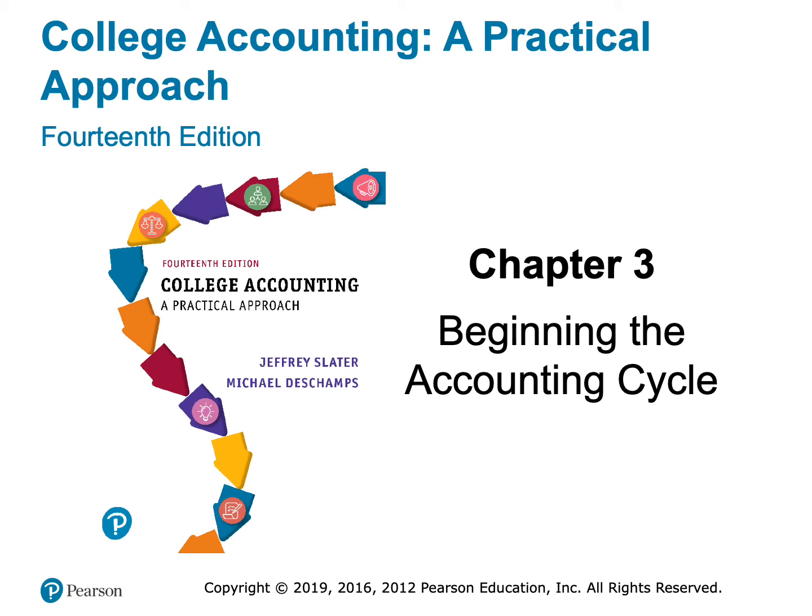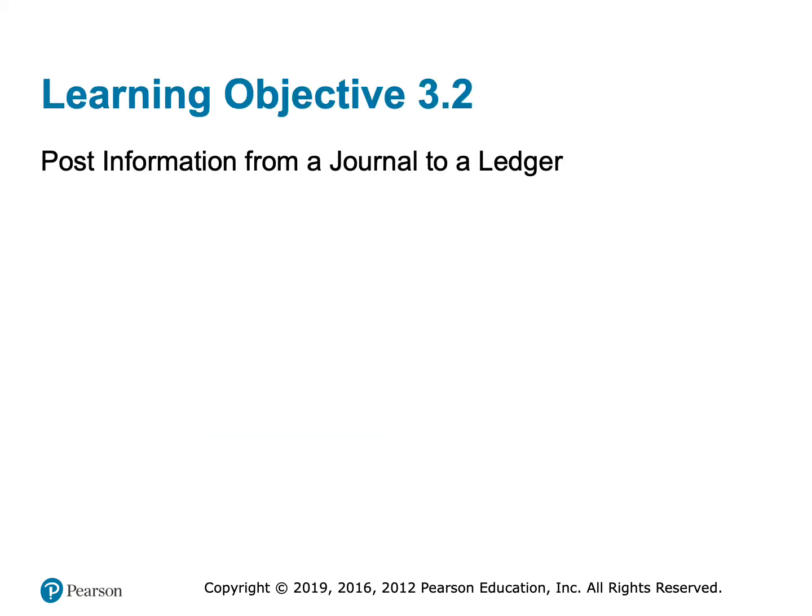So welcome back to Chapter 3. We're going to continue with Objective 2. This is really step 2 in that accounting cycle process because now we're going to post the information from the journal to the ledger.